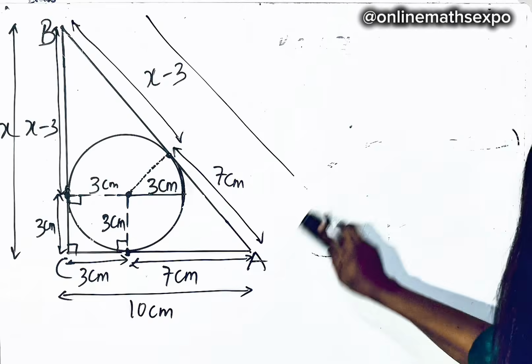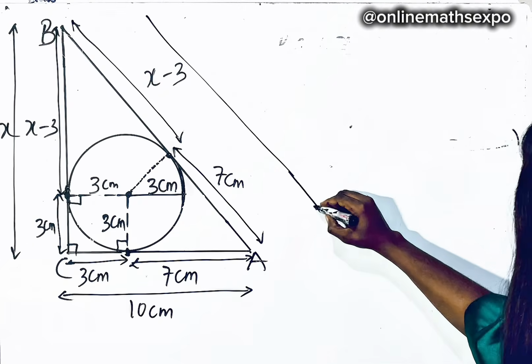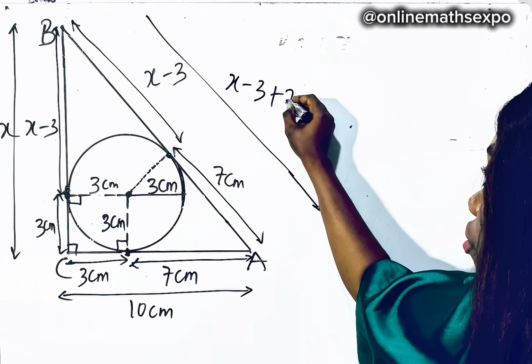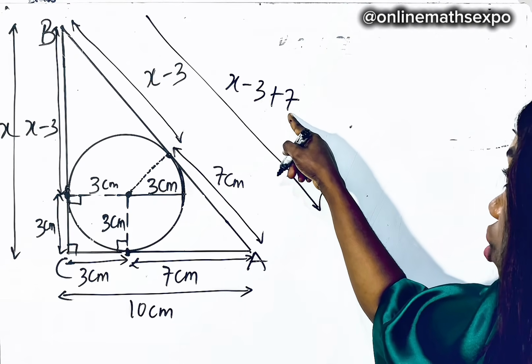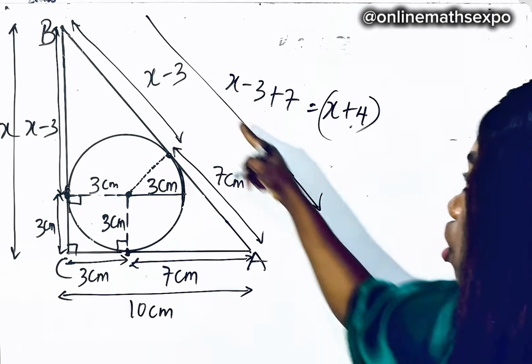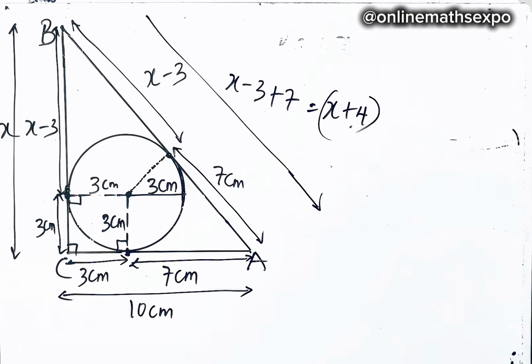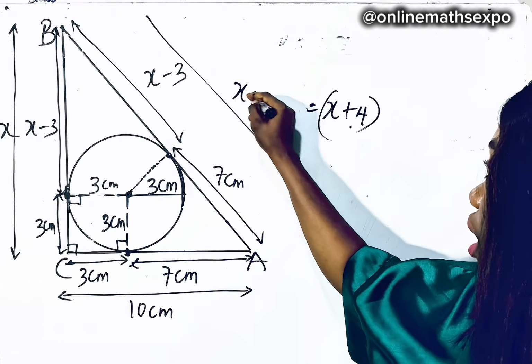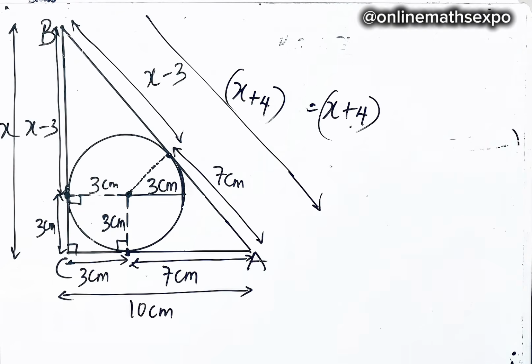And that is going to give us, if you complete it, x minus 3 plus 7. If you add this, minus 3 and 7 will give us 4. So we have x plus 4. It means that this whole length is given as x plus 4. So we can just write x plus 4 here. That's the value of that length.